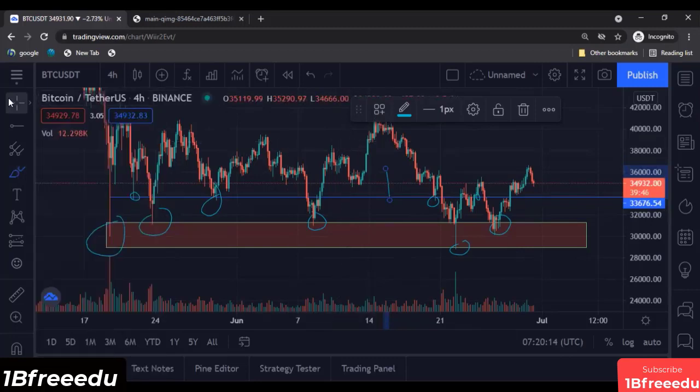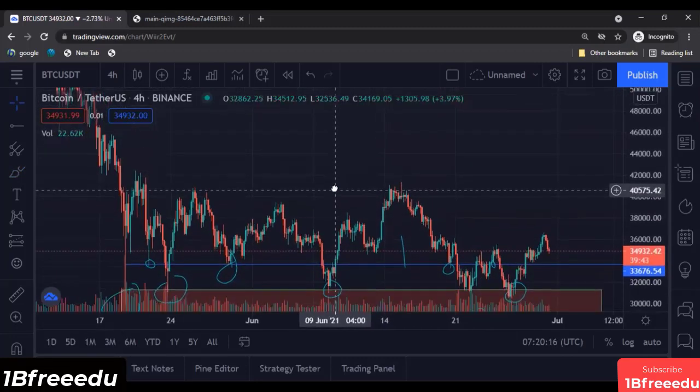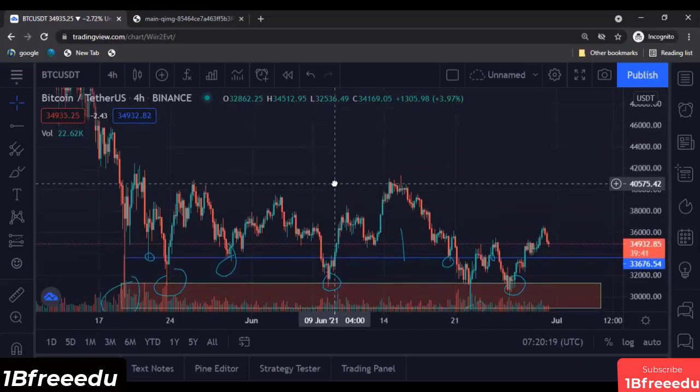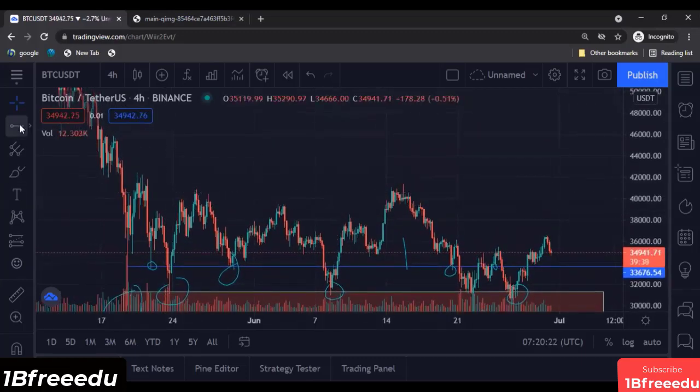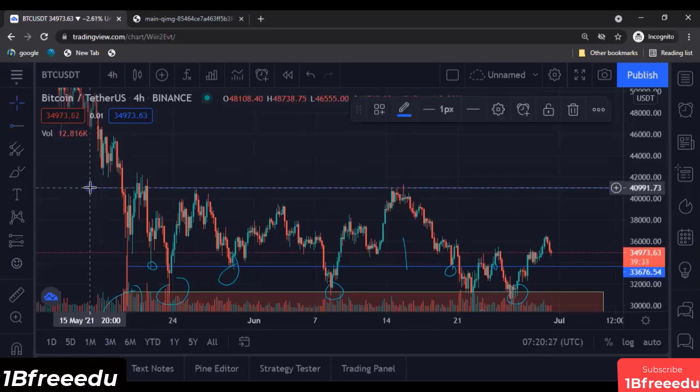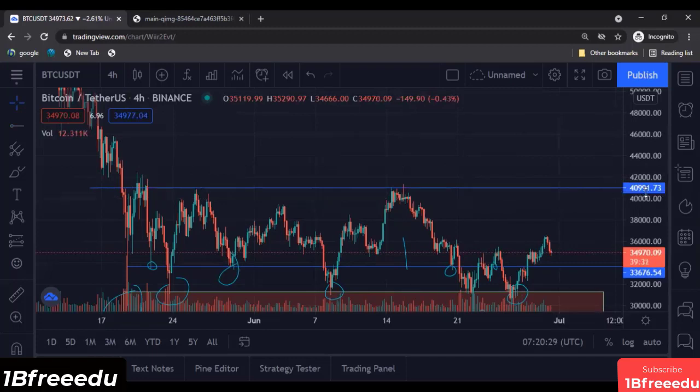Now we can see what a resistance might look like. In order to see the resistance, we can draw a horizontal ray from here as well. So as we can see, 40,991 is its current resistance, which Bitcoin on 30th June 2021 is trying to break. But it has failed once, twice, thrice. It has failed thrice.